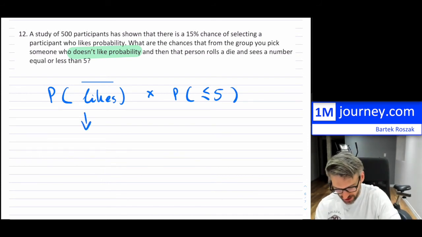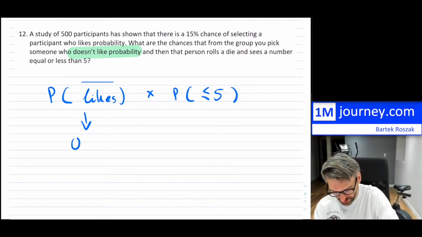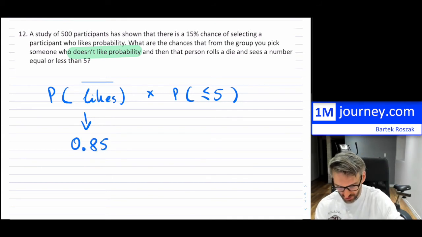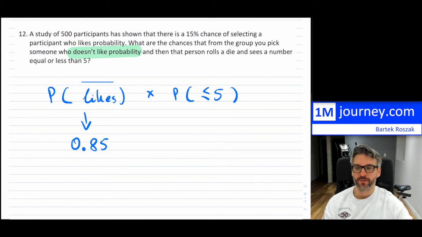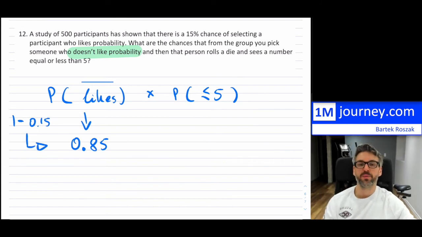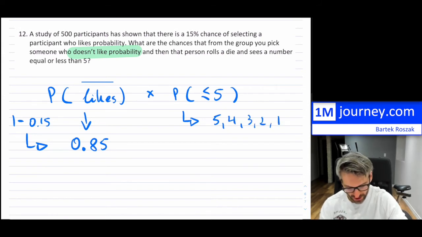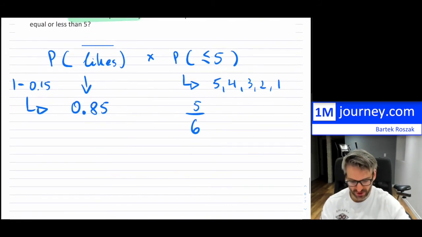So first, what is the probability of selecting somebody? If there's a 15% probability of someone liking the study of probability, that means there's 85%, or 0.85. Make sure you change it back into decimal or fraction. This is just simply 1 minus 0.15. Now, the probability of rolling the die: you're either going to get a 5, a 4, a 3, a 2, or a 1. So you have a pretty high chance of doing that, which is 5 over 6.